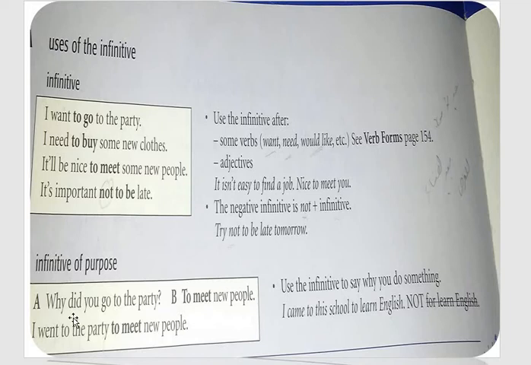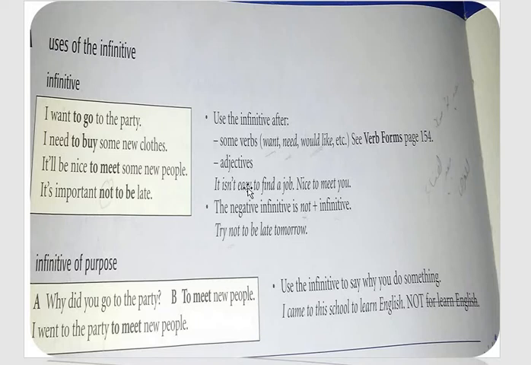Here we use the infinitive to say why you do something. I came to the school to learn English. Came is a verb, learn is a verb. So we separate between them by using what? To. I came to the school to learn English. Okay, this is the rule.